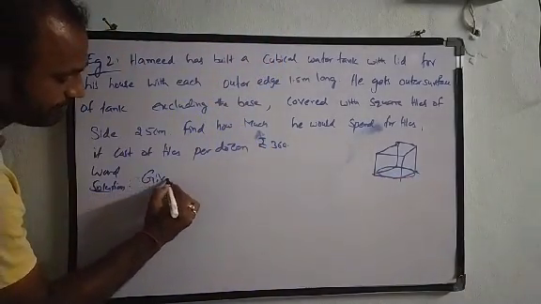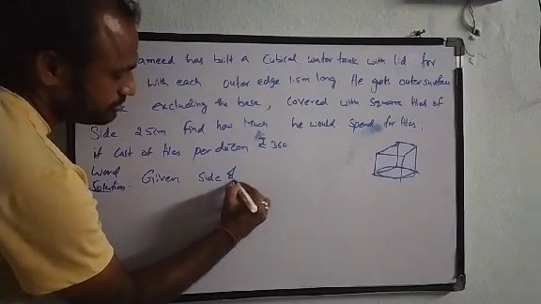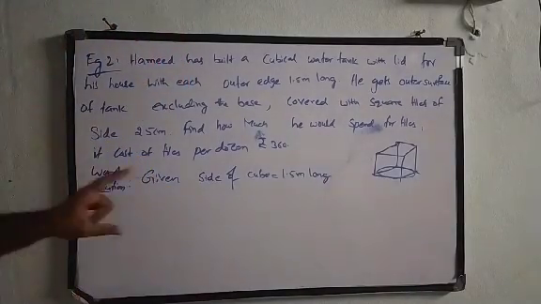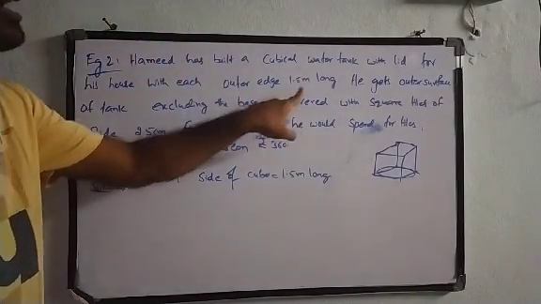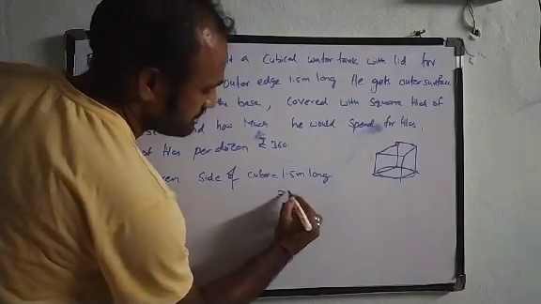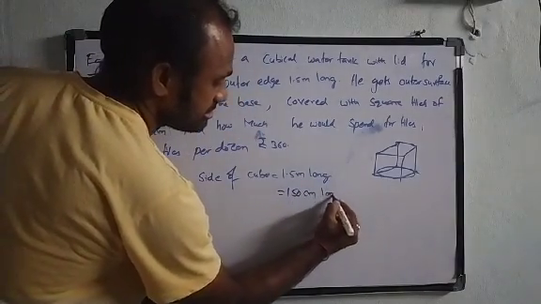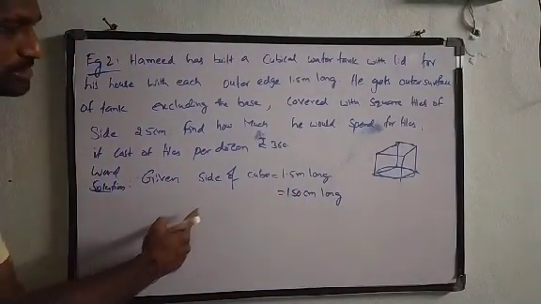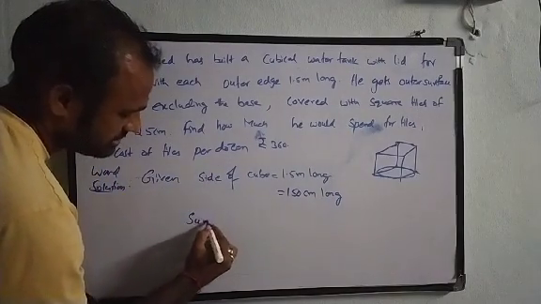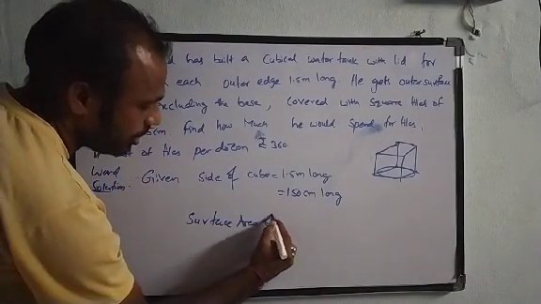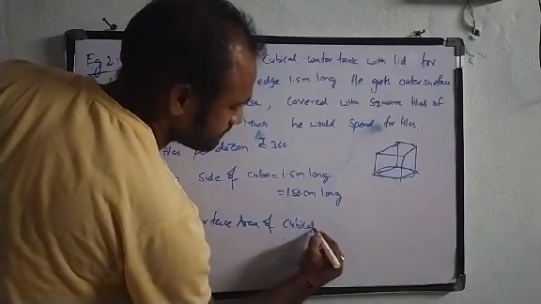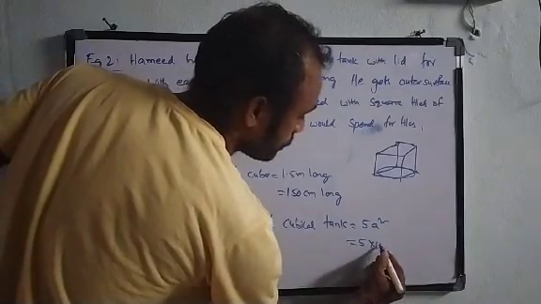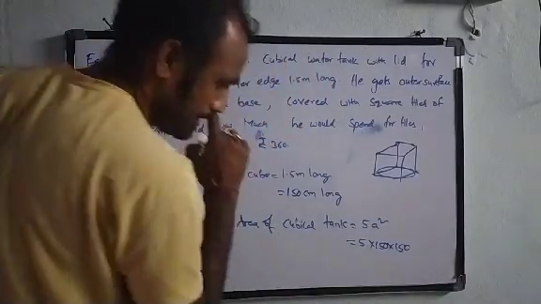Given the side of the cube is 1.5 meters long. Now we need to observe one thing: here meters is there and here centimeters is there. Let us convert meters into centimeters, so it will become 150 centimeters long. 1 meter is 100, so 1.5 into 100 will be 150 centimeters. Since we are covering only the 5 sides, the surface area of the cubical tank is 5a square, which is 5 into 150 into 150. Let us keep it as it is.